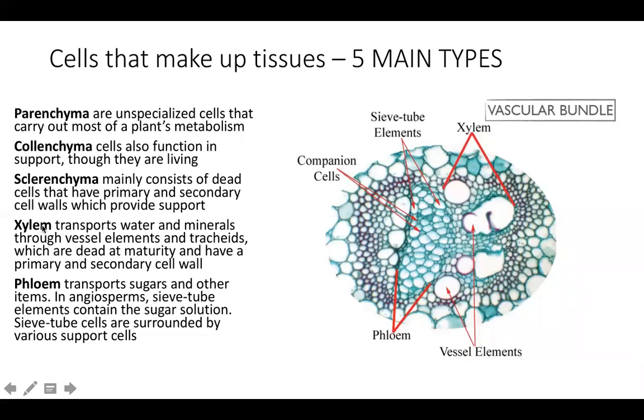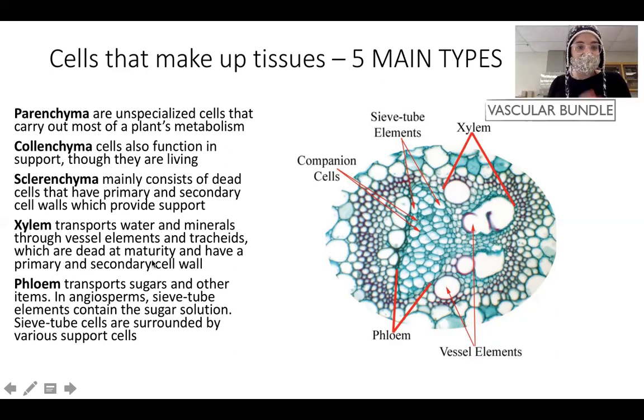The other two types of cells that you will be mainly focusing in on in lab are the xylem and the phloem. I believe we've talked about this, but if not, xylem transports water and minerals through vessel elements and tracheids. So xylem transports water, and phloem is what transports our sugar and other photosynthetic items. The xylem and the phloem are both vascular tissues. So that is good to note.